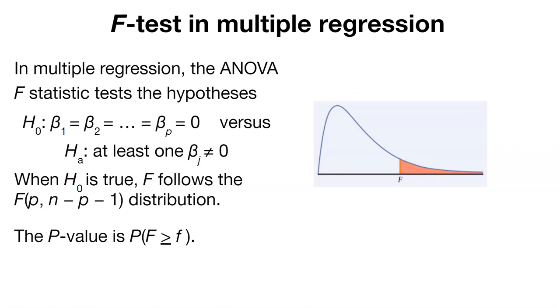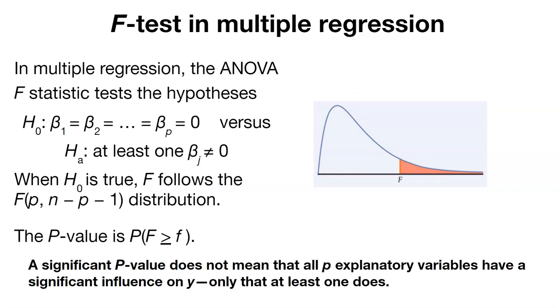Remember, the F distribution has 2 degrees of freedom. And so the p-value can be written as the probability that our statistic, uppercase F, is greater than some lowercase f, or some critical value of F we might look up on a critical value table or find from something like R software.